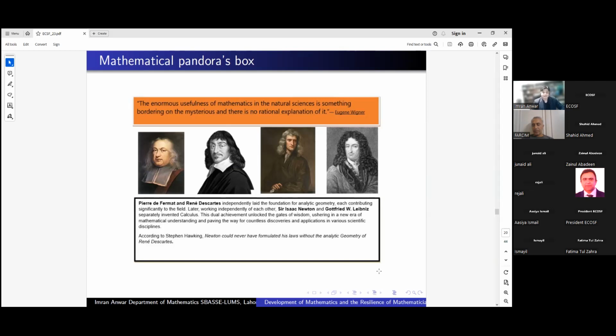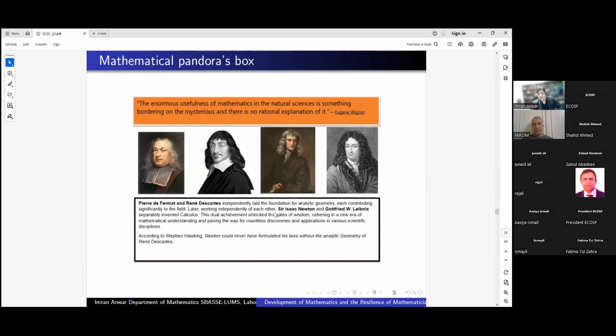And before that, I would say that these two gentlemen, Pierre de Fermat and René Descartes, you have seen in the first slide too. These two men are credited with laying the foundation of analytic geometry. And by the way, both of them worked quite independently. Seldom did they write letters to each other. They lived around the same time.